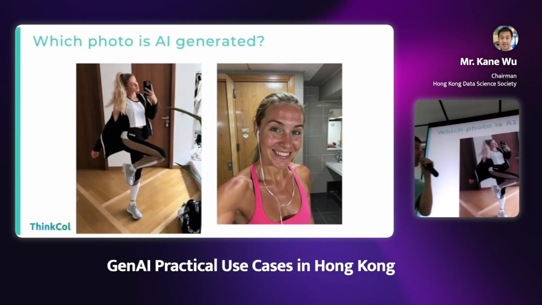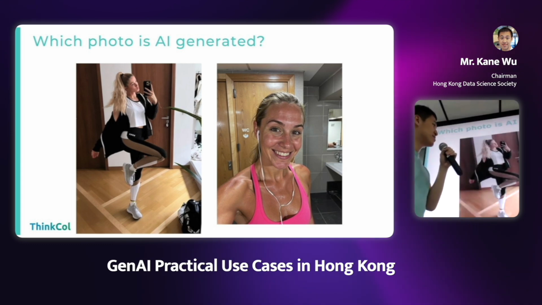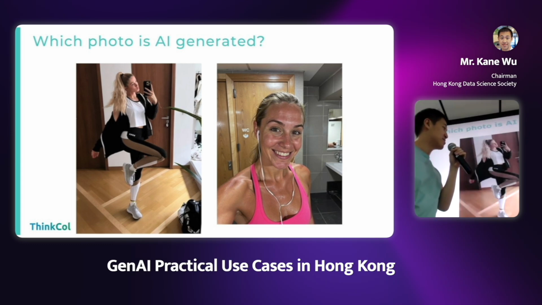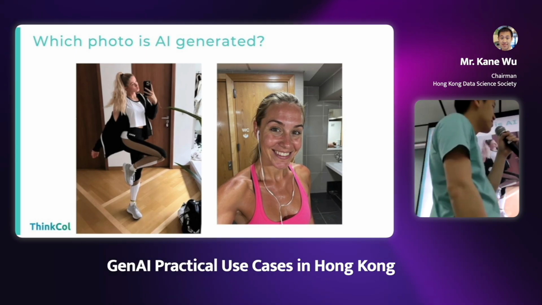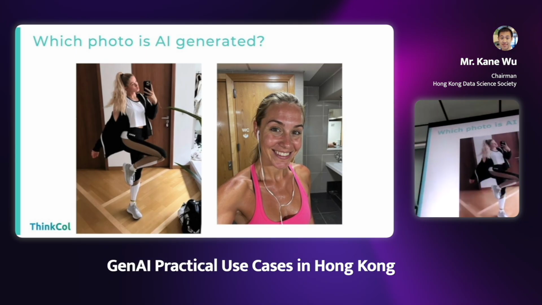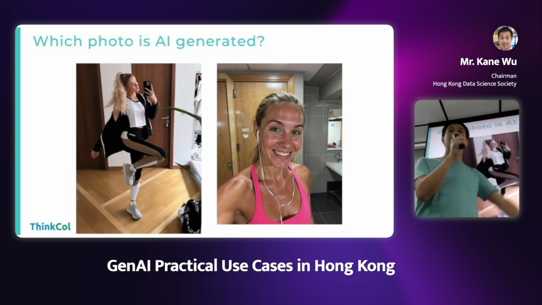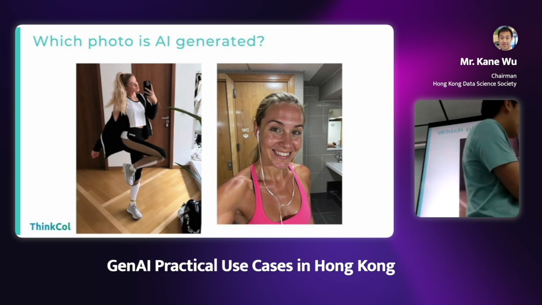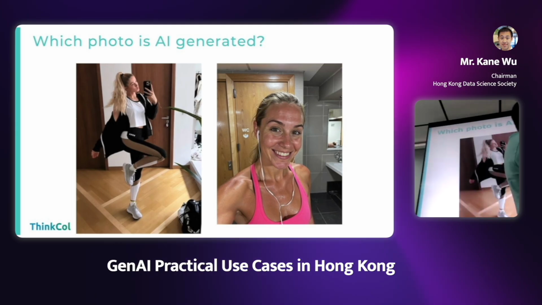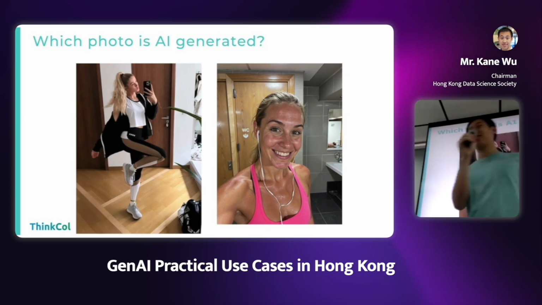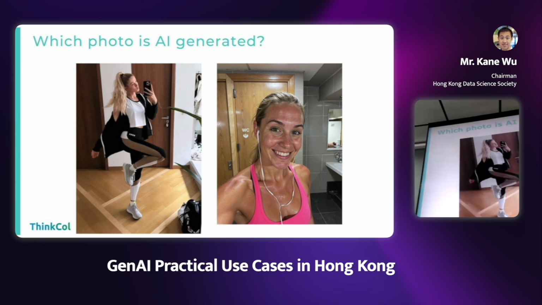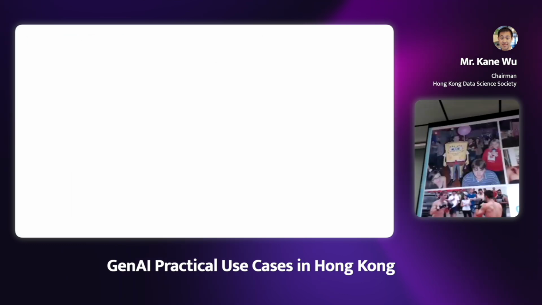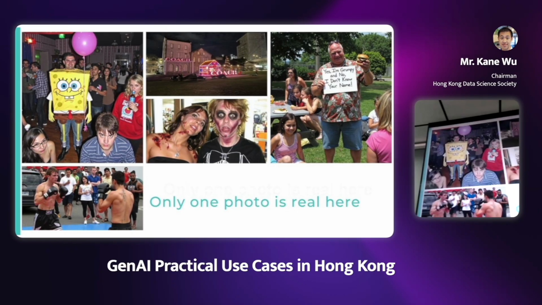All right, what about this one? Who thinks the left one is generated by AI? Okay, and who thinks the right? Okay, so the right one is generated by AI. You can tell because her headphones are a little weird. You can see that there's like random things there. But as you can see, AI right now is really, really good.